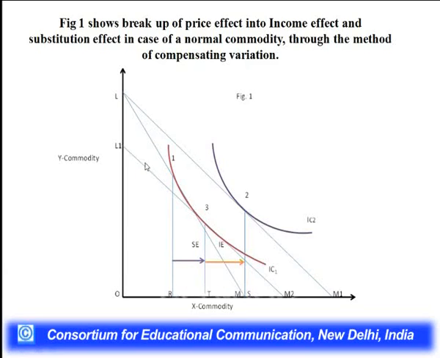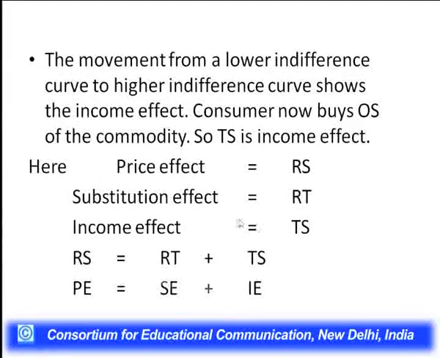But if we give back the income to the consumer, he again reaches on IC2 and he reaches on equilibrium number 2. So the movement from 3 to 2 is the income effect, and here we can see that he is now buying OS of the commodity. So TS is the income effect. So what you see in this, that price effect is equal to RS, substitution effect is equal to RT, income effect is equal to TS. So RS is equal to RT plus TS, or you can say price effect is equal to substitution effect plus income effect. Now both these effects are positive, so price effect is quite large in case of a normal commodity.